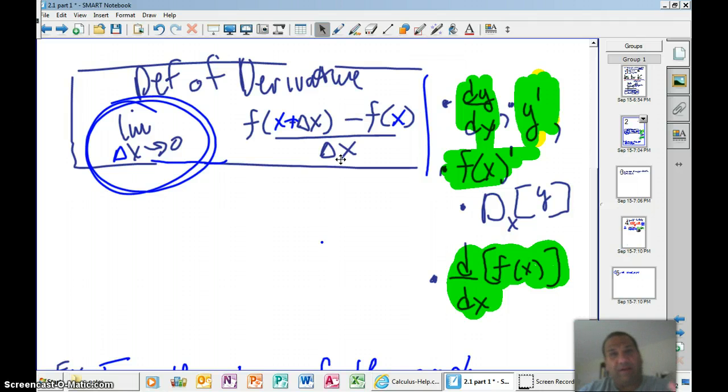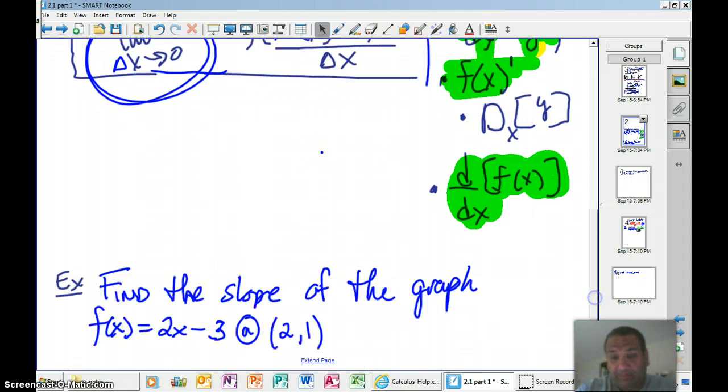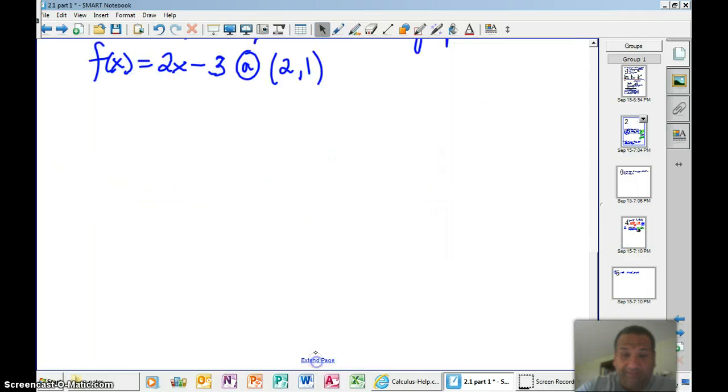x. Now this derivative can have a few different notations. dy over dx. It could have y prime, f prime of x. It could have d sub x of y. That one's not highlighted because you don't see that one very often. The ones that are highlighted you see the most, and the derivative of f of x with respect to x. Now I'd like to show you analytically how to do a couple of these problems. So here is an example.